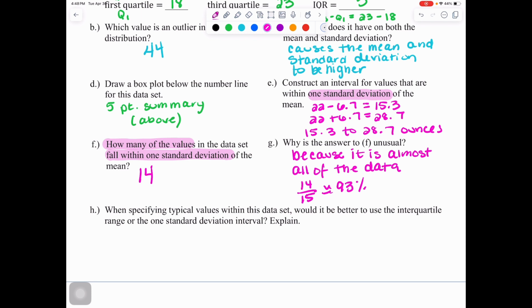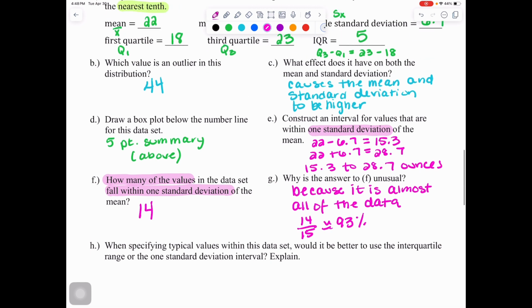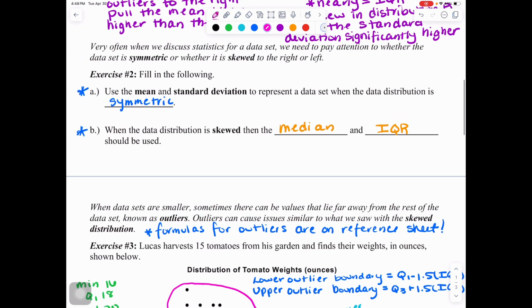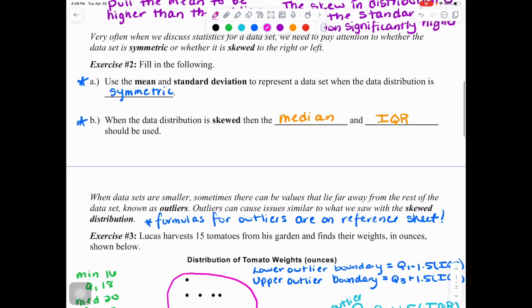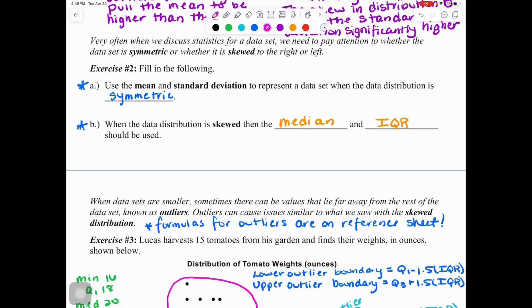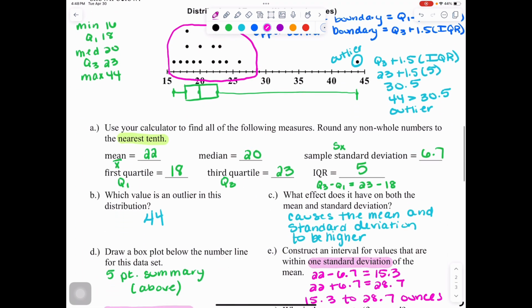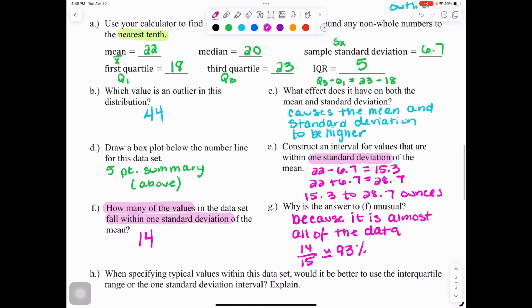So in part H, when specifying typical values within this data set, would it be better to use the IQR range or the 1 standard deviation interval? So as you can see, 1 standard deviation pretty much was all the data. That's not going to help me make conclusions from this data. So I'm going to go back to that statement that we made. Use the mean and standard deviation when it's symmetric. I would not call this symmetric distribution. Because of that outlier, we're actually dealing with scenario B. When the data distribution is skewed, you should really use the median and the IQR. And now you can see why. When it was skewed like this, the standard deviation doesn't give us information because it's almost all of the data.